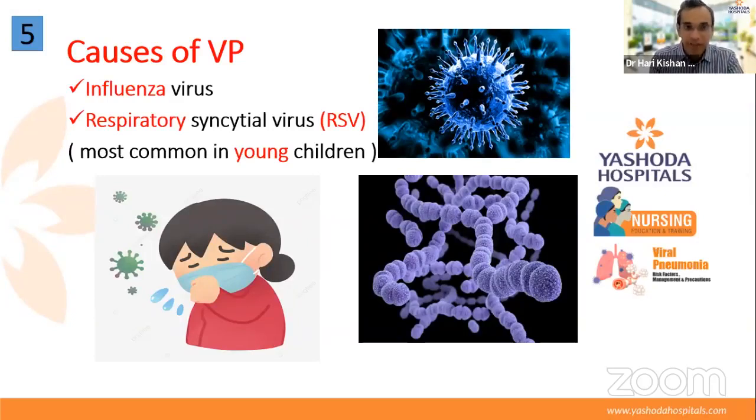As mentioned here, RSV is usually seen in children. They get bronchiolitis, very often very small children. Influenza can affect any age group.